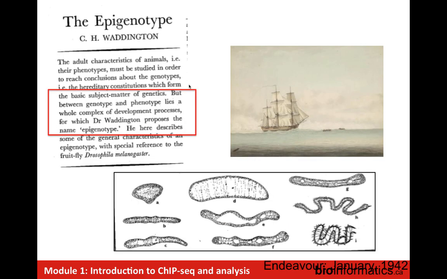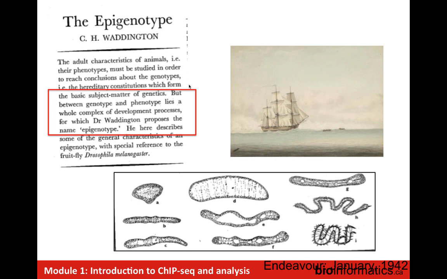A few years later, in 1942, everyone should be familiar with Conrad Waddington, and of course this is his famous paper, where he first described the concept of the epigenotype, or epigenetics. He was using this as a way to describe the process where genotype gives rise to phenotype, and he was using it in the context of fly wing development.